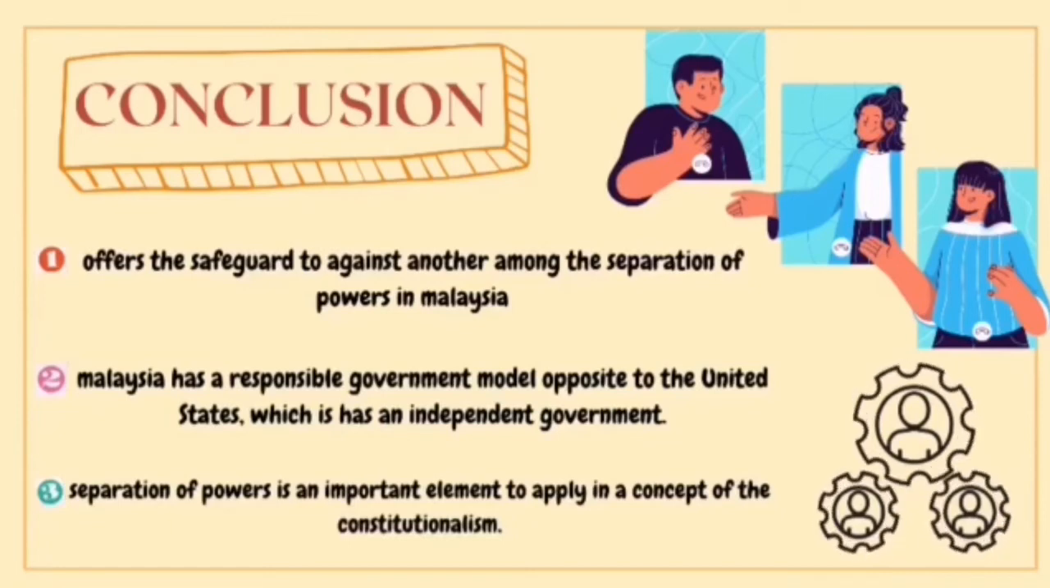Other than that, if the concept is not followed by all the organs of the government, it will result in uncontrolled abuse of authority, which is obviously contrary to the principles of limited government. The differences in the application of this theory may be attributed to the nation's governance system, such as Malaysia having a responsible government model as opposed to the United States, which has an independent government. However, the critical point is that the value remains intact in the operation of both administrations.